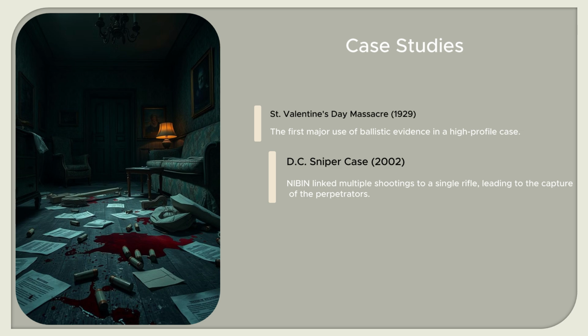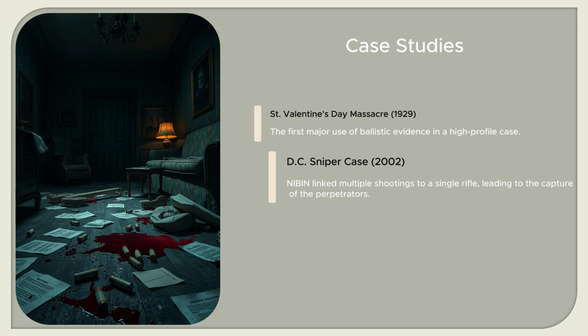Investigators recovered .223 caliber shell casings from multiple scenes, analyzed via NIBIN, the National Integrated Ballistic Information Network. The system matched the casings' breech marks to a single Bushmaster XM15 rifle, confirming a lone weapon linked all shootings. This critical insight unified the sprawling investigation, disproving initial theories of multiple shooters.